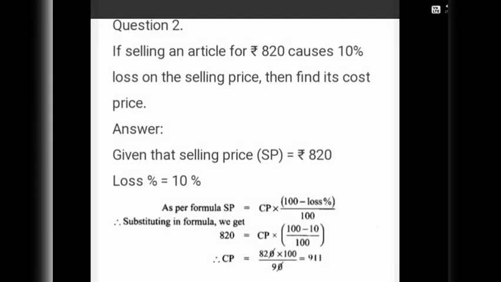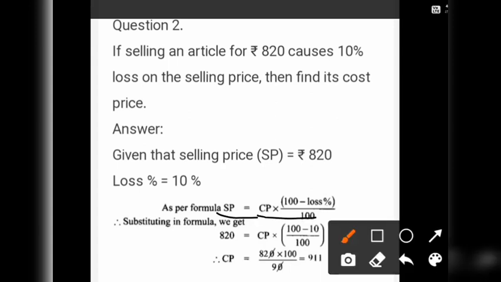Question number 2. If selling an article for rupees 820 causes 10% loss, then find its cost price. Using the formula, selling price is equal to cost price into 100 minus loss percentage divided by 100. Here loss is 10, so 100 minus 10, 90. 90 divided by 100. Here selling price only is given, that is selling price is 820. 820 is equal to cost price into 90 divided by 100.